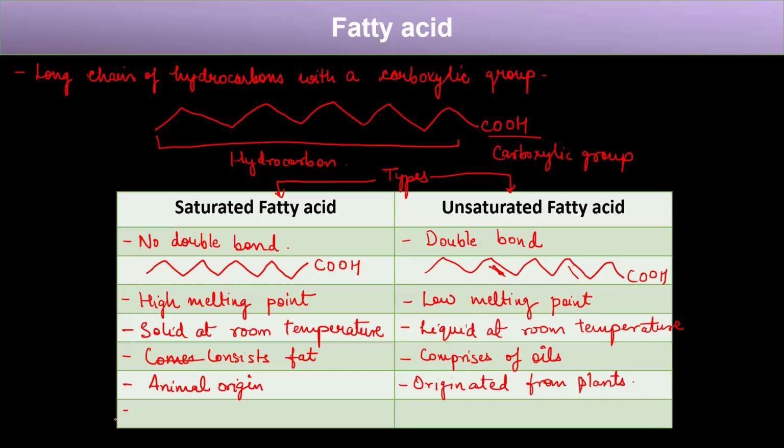Now, these are of animal origin, and where are these stored? In animals, these are stored in the liver and beneath the skin. While the unsaturated fatty acids, because they originate from plants, are stored in seeds and fruits. We get oils from where? From seeds, right? So these are stored in seeds and fruits.